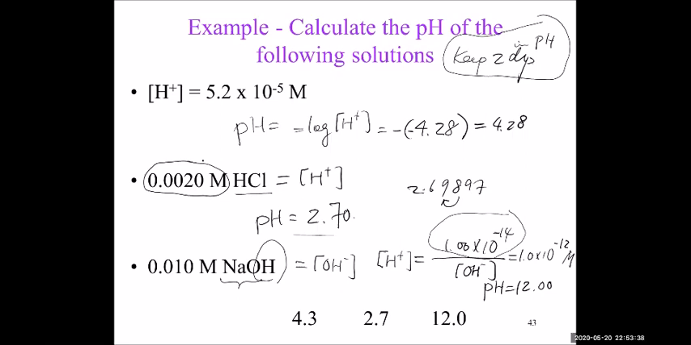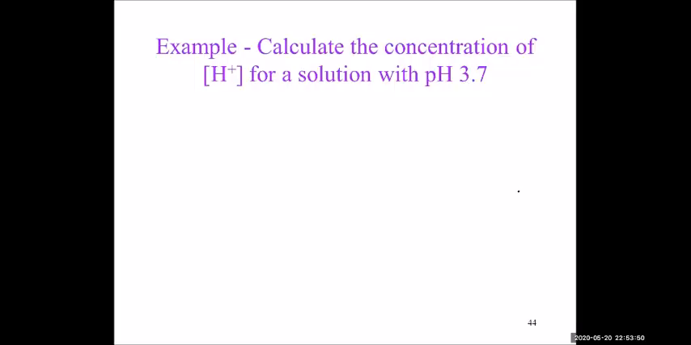Just don't keep too many decimal places, because there's no need of keeping that many. Keep 2 decimals for pH. That's sufficient for almost all the work. And we can do the reverse calculations. I mentioned there's an equation for the reverse. If you have the pH, we have an equation to find H plus.